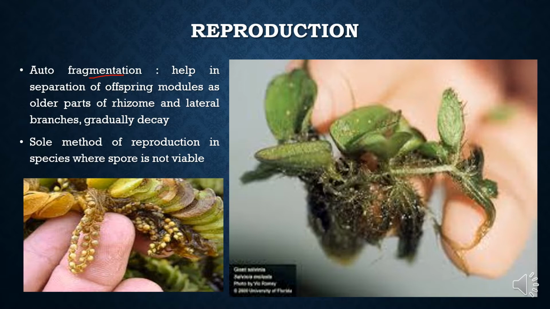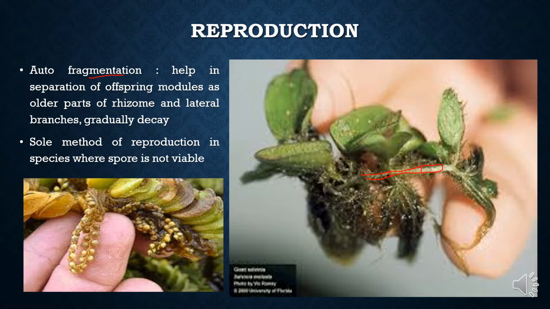So fragmentation mainly involves the very young rhizome, and this fragmentation of the rhizome can occur at any part, for example mostly the nodal region. This fragmentation of the nodal region or of a branch usually occurs in all the species, and each new fragment develops into a new plant.